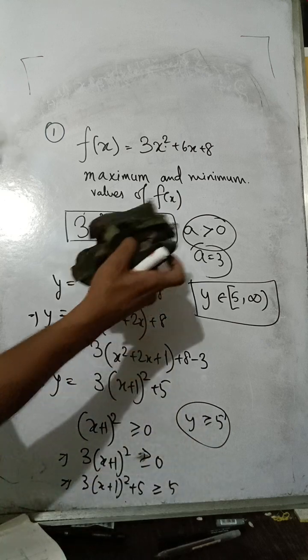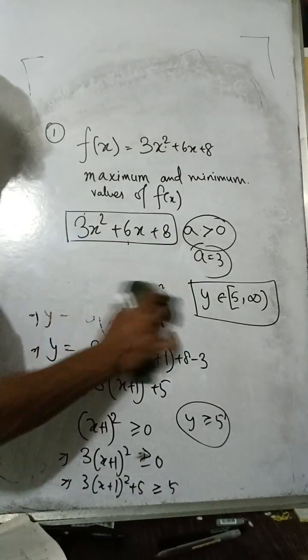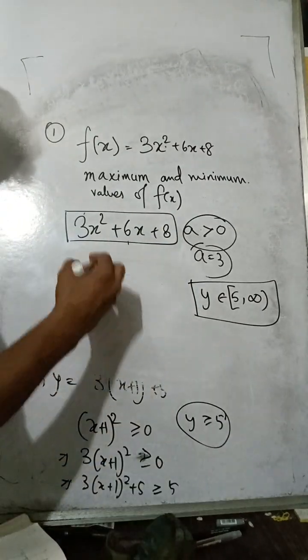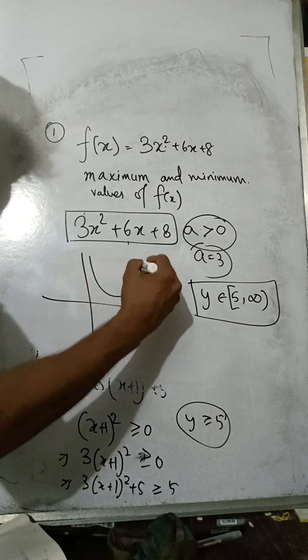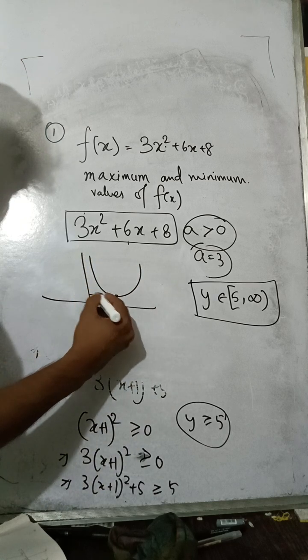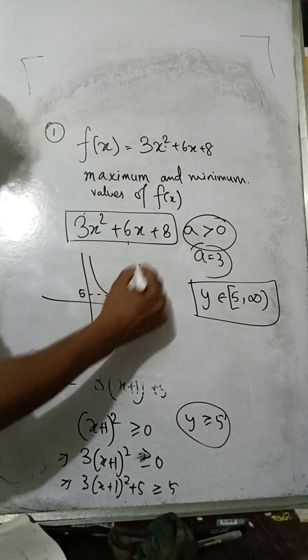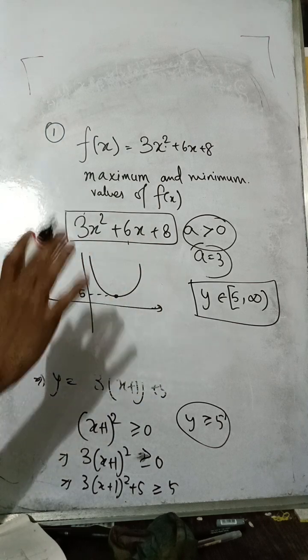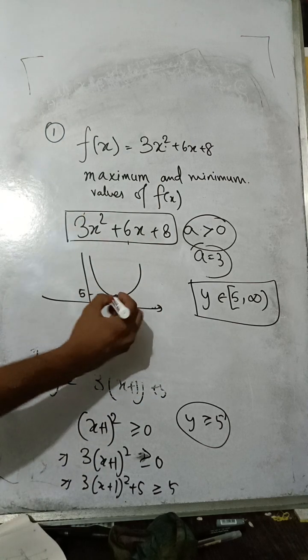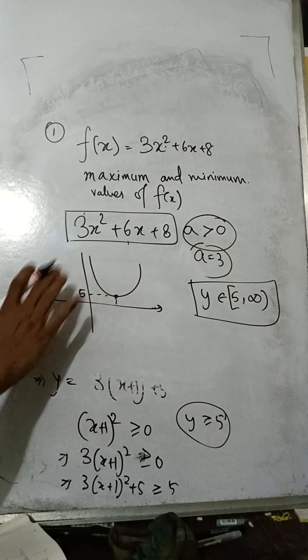So our curve, this is how our curve will look like, suppose, and this will be 5, and maximum we don't know, but this is the minimum value, and this is the only minima. This is the only minima, so this is the only minimum.